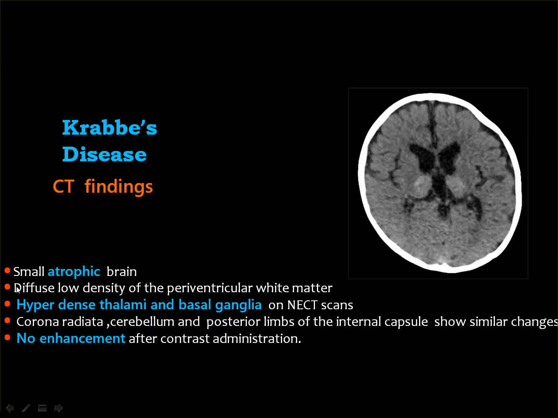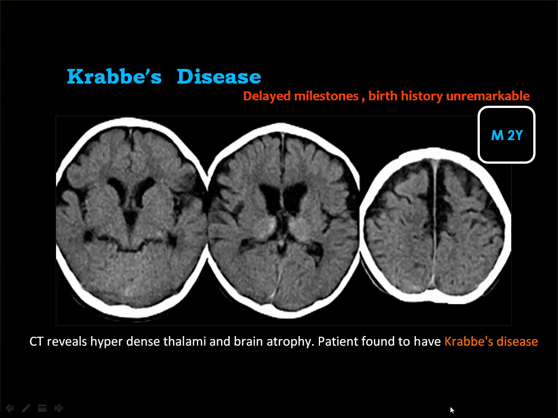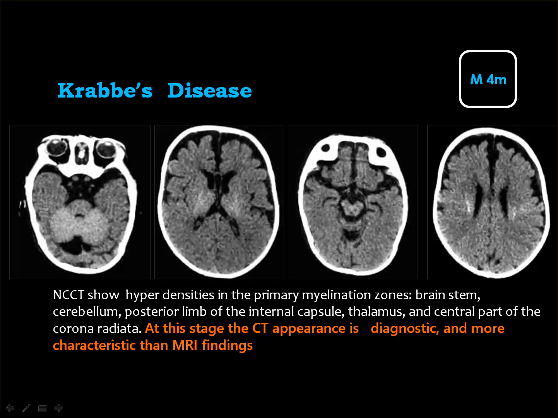The CT findings include a small atrophic brain, diffuse hypodensity in the periventricular white matter, and hyperdense thalami and basal ganglia. If you inject contrast material, it will not enhance. Then if you look here, you see the characteristic findings of Krabbe disease: hyperdense thalami and atrophic changes of the brain parenchyma. Another example, and you see the hyperdensity in the region of the thalamus and the atrophic changes in the brain parenchyma.